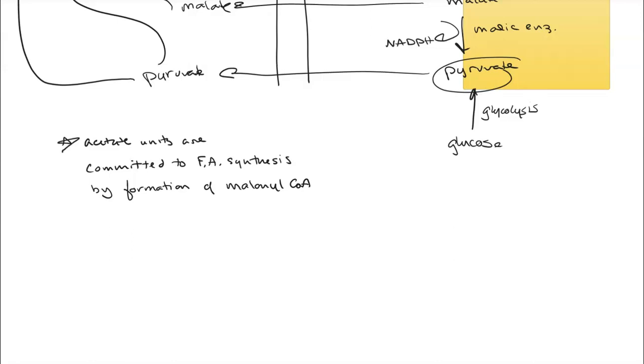So this is a committing step synthetically. Once we've gotten to malonyl-CoA, that acetate unit is committed. It does not have another alternative fate. And this reaction is catalyzed by acetyl-CoA carboxylase, which contains a biotin prosthetic group.